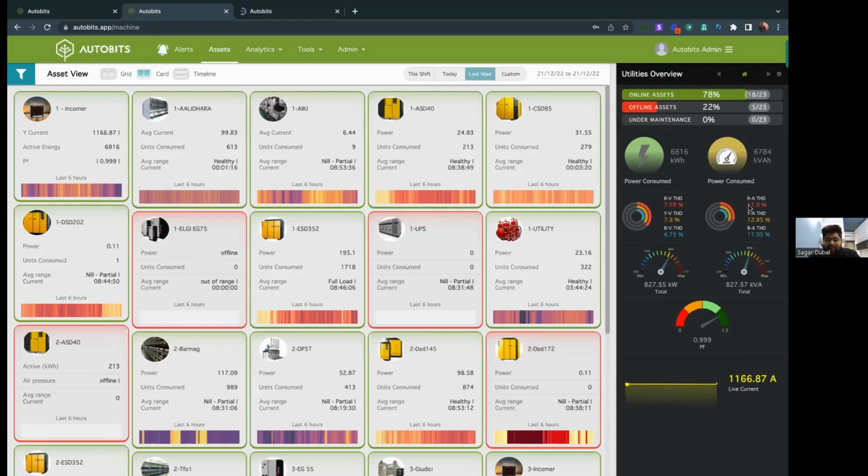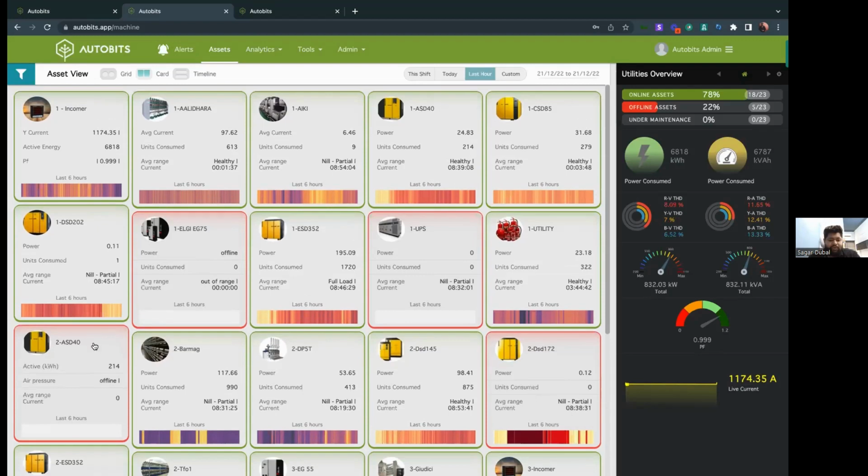We can see how much power is being consumed: 827 kilowatts, 830 kVA, and the power factor is 0.999. That is the best power factor you can have. Over here we can see the live current, 1163 amperes. Then you can see which assets are offline.